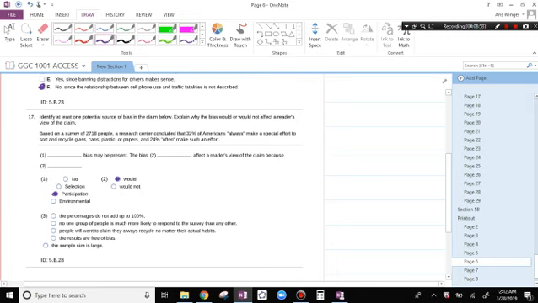The bias would not affect a reader's view of the claim because, let's see here, the percentages do not add up to 100. No one group of people is much more likely to respond to the survey than any other.